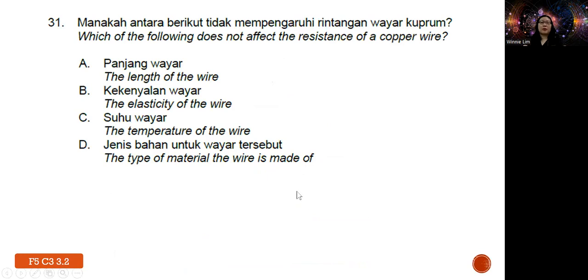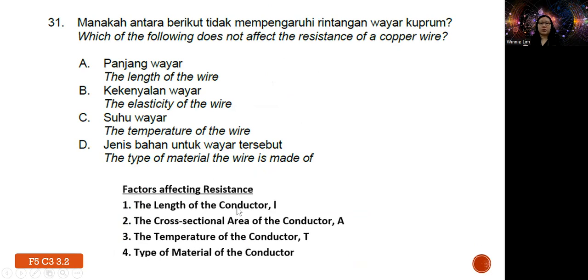31. Which of the following does not affect the resistance of the copper wire? As you all know, under the topic of resistance, there are 4 factors affecting resistance: length of conductor, cross-sectional area, temperature, and also type of material. So elasticity is not the answer. Elasticity is under the spring topic, so that tends to confuse you with other quantities. So temperature, type of material, yes.